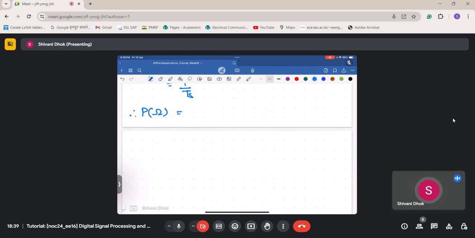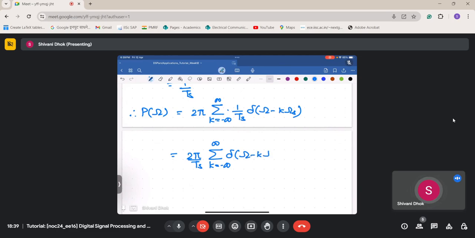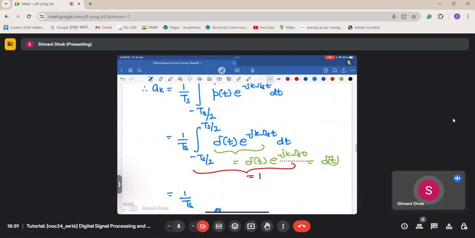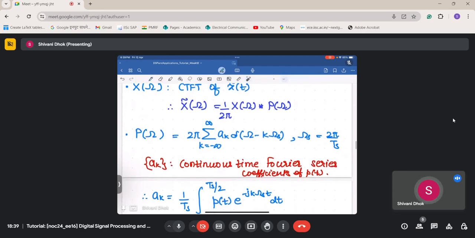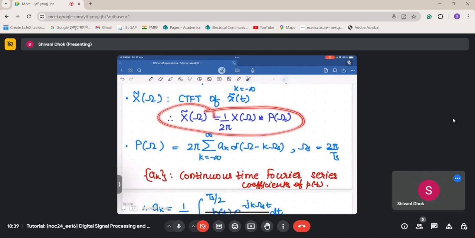So therefore p of omega is equal to 2 pi into summation k running from minus infinity to infinity into 1 by Ts into delta omega minus k times omega s. So this comes out to be equal to 2 pi by Ts into summation k running from minus infinity to infinity delta omega minus k times omega s. Now I'll substitute this p of omega in this equation.